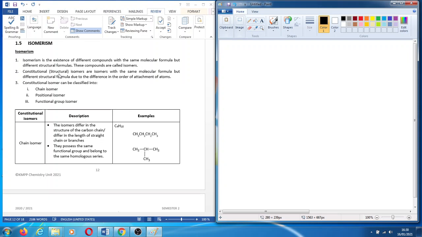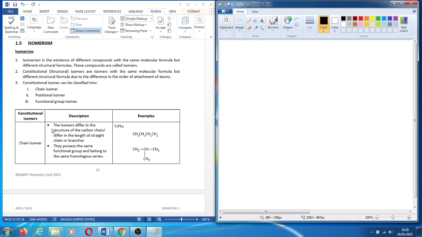Constitutional structural isomers are isomers with the same molecular formula but different structural formula due to the difference in the order of attachment of atoms. This is an example. Constitutional isomers can be classified into three: chain isomer, position isomer, and functional group isomer.